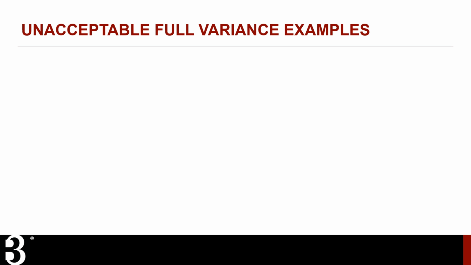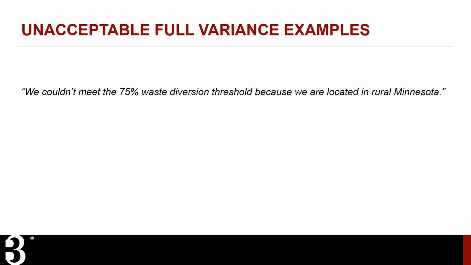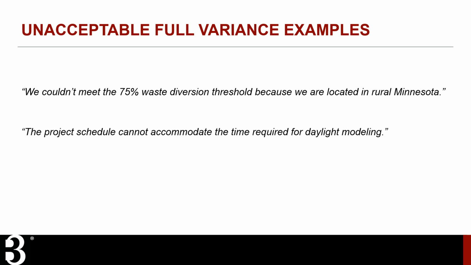Finally, let's look at some examples of unacceptable requests for full variances. The first identifies the problem, but doesn't describe the specifics or propose an alternate solution. This should be rejected so that a more detailed variance request can be submitted. The second is requesting a full variance for an unacceptable reason, which is project schedule constraints. In addition, it does not describe specifics or next steps. This should be rejected, and ideally daylight modeling should be conducted to help the project become compliant.